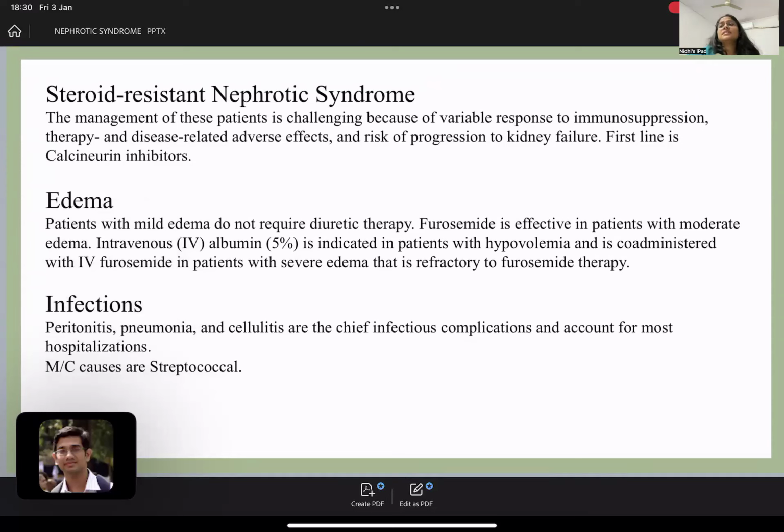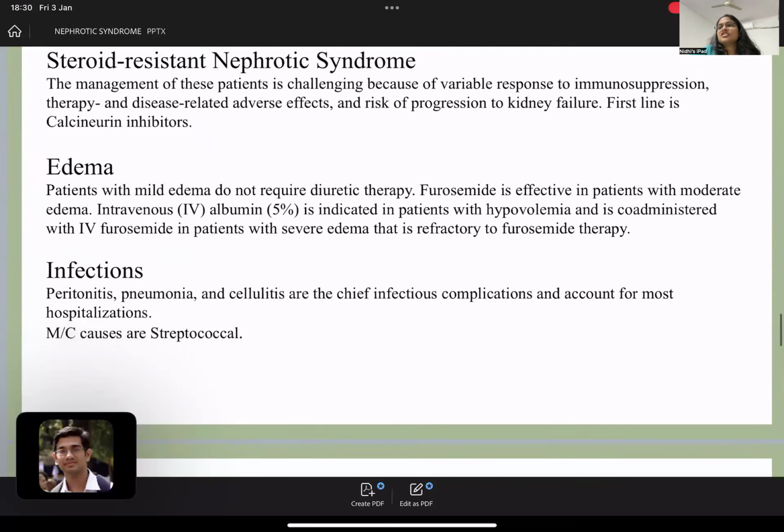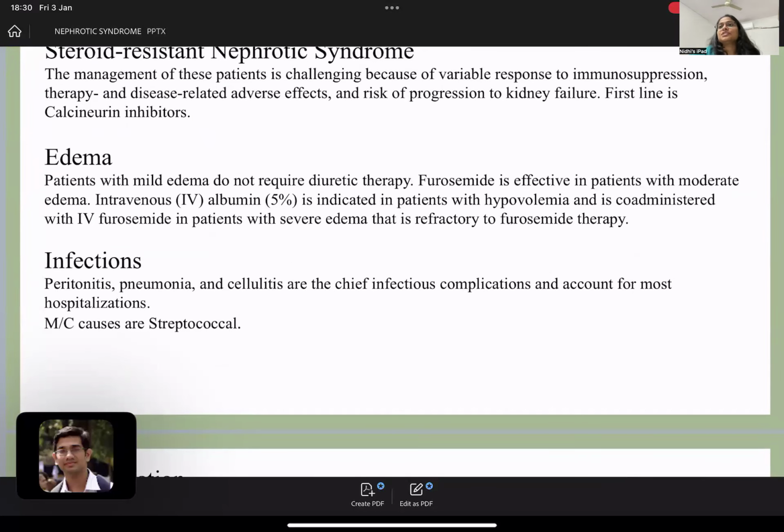Now, steroid resistant nephrotic syndrome. It is very challenging, because they have a variable response to steroids and even immunosuppression, and a very high risk of progression to kidney failure. In these cases, we usually get a renal biopsy done to look at the status of the kidney. It might be FSGS instead of minimal change disease, so they might land up in end-stage renal disease. The first line of treatment, if you have diagnosed a steroid resistant case, is to give calcineurin inhibitors, that is cyclosporin and tacrolimus.